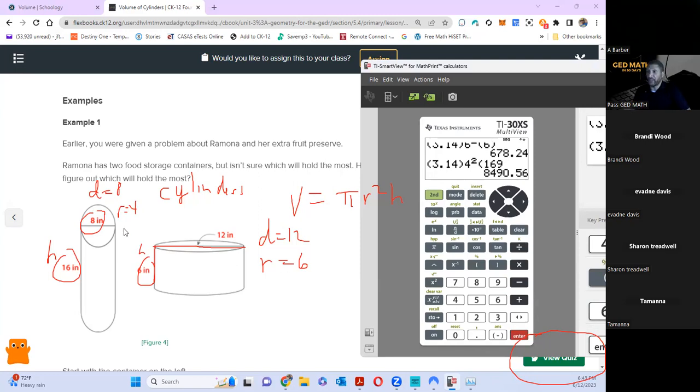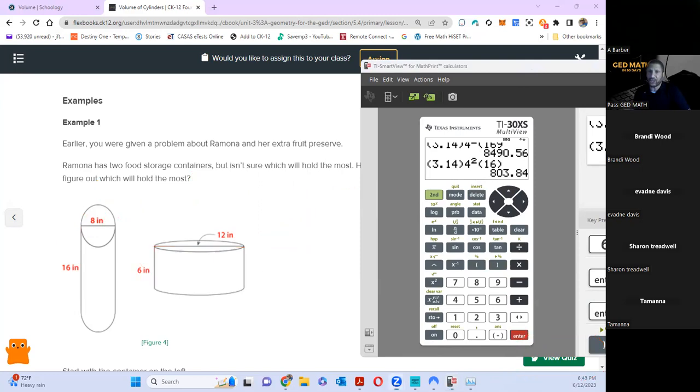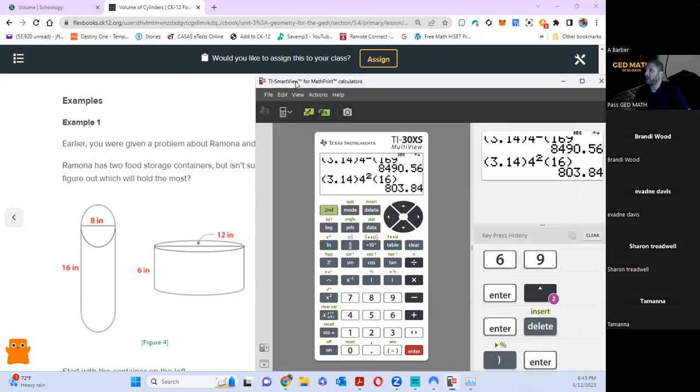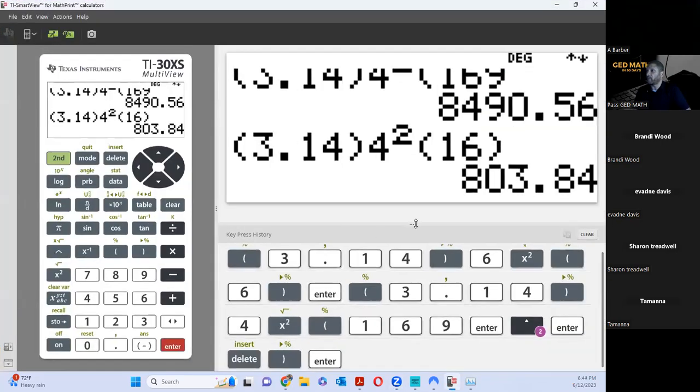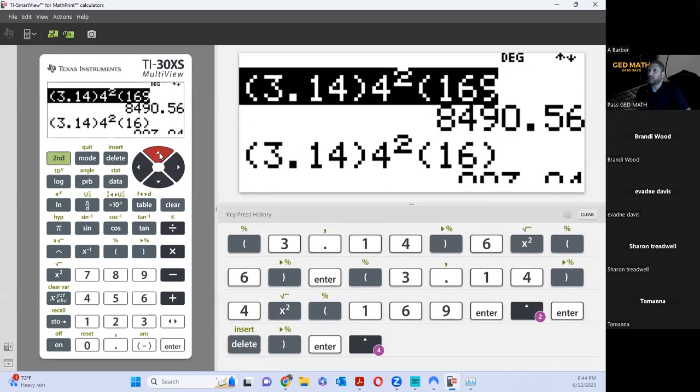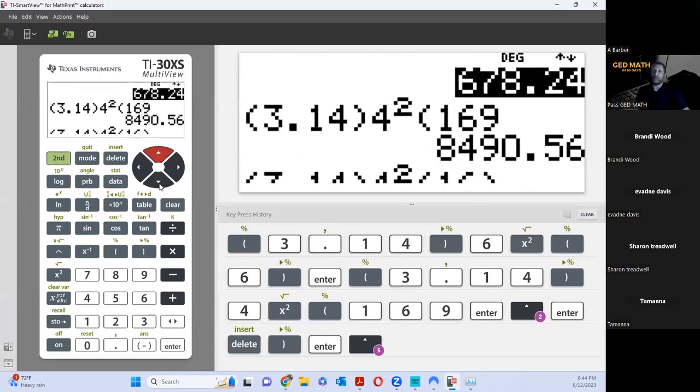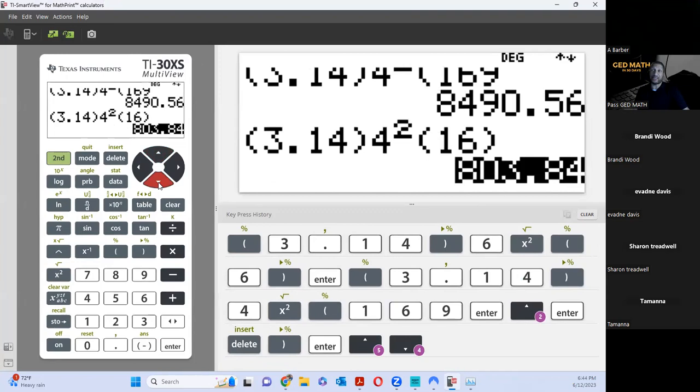Oops, that's too big. I must have made a mistake. Oh, instead of putting the right parentheses, I put a 9. You see that? I was supposed to put the right parentheses. There we go. So now you can look at both those answers. Let me save this real quick and put it on the screen, because I need you to understand that they're trying to compare the two volumes. The first volume was 678.24. The volume of the second cylinder was 803. So the first one would hold more.